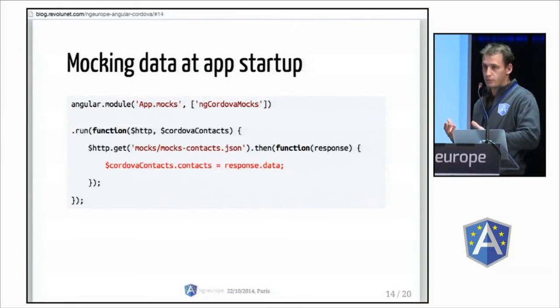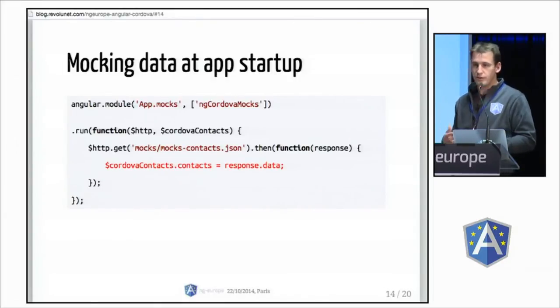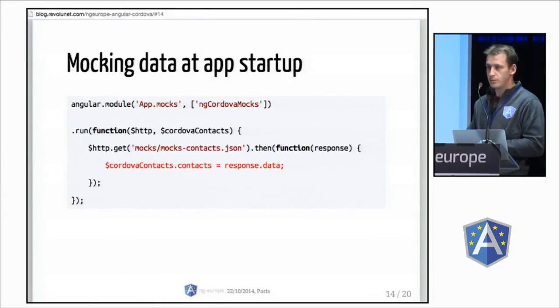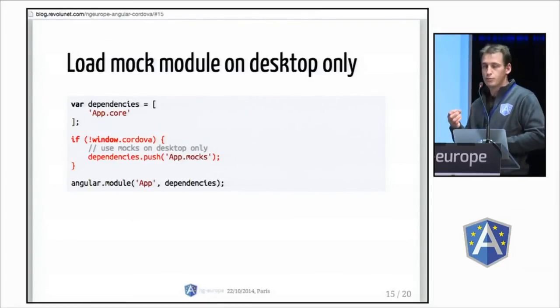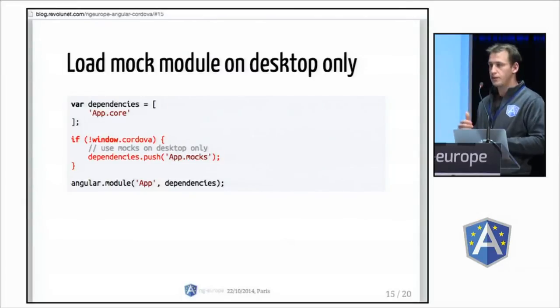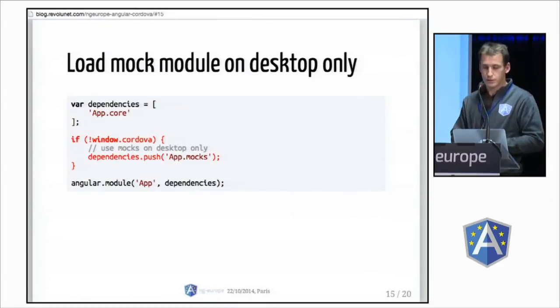The first step, if you want to mock Cordova calls, is to load some fake data in your browser at startup. Then, when the application starts, we can add a dependency to the mock module we just created. And then our code in the browser will load the mock data, so we'll have full access to fake contacts. And this can be done also with a grunt task or gulp task or your build system.